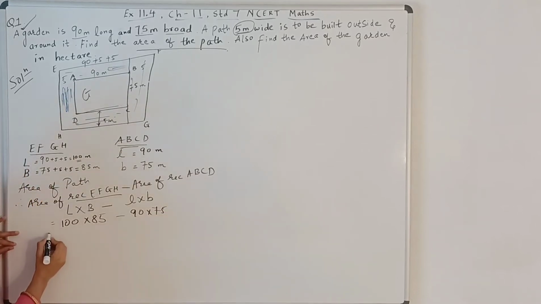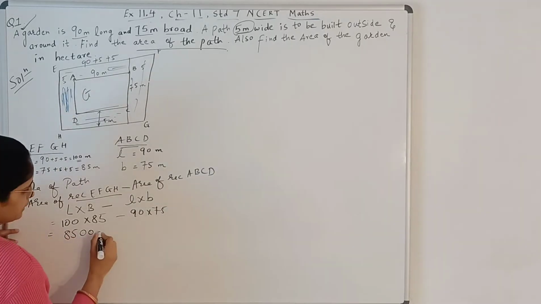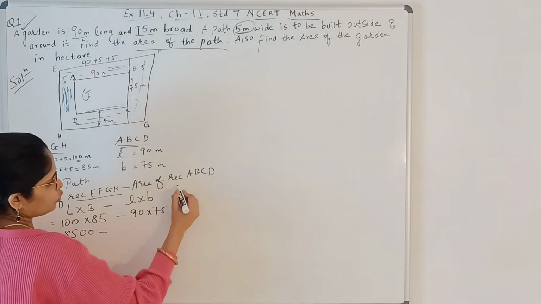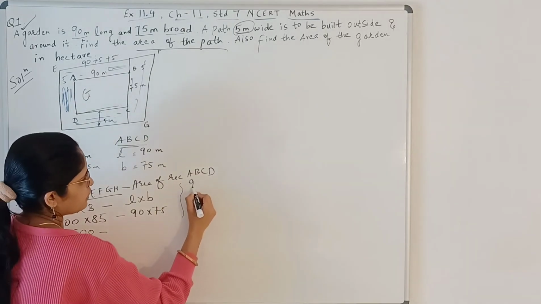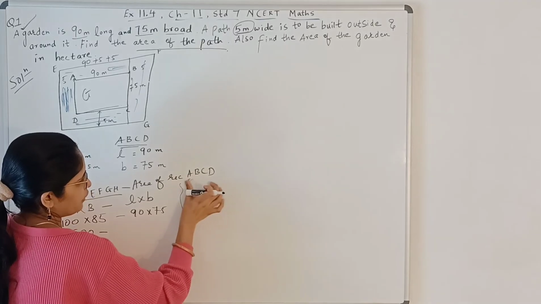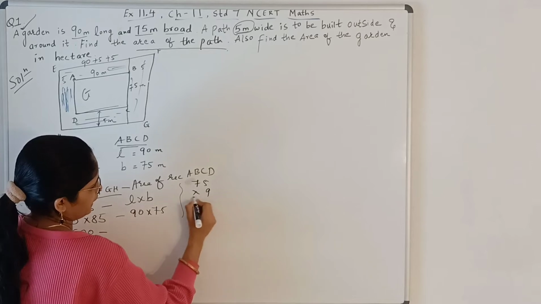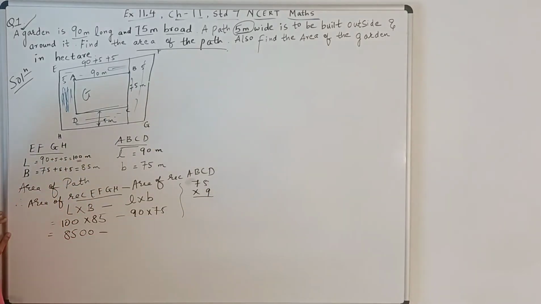Now 100 into 85 is very simple. You can do it orally. So it will be 8500. And this side, 90 multiplied by 75. So you can do the calculation part this side. 90 multiplied by 75. So we can do it this way. We can do 75 multiplied by 9, and then we can add 0 at the end.